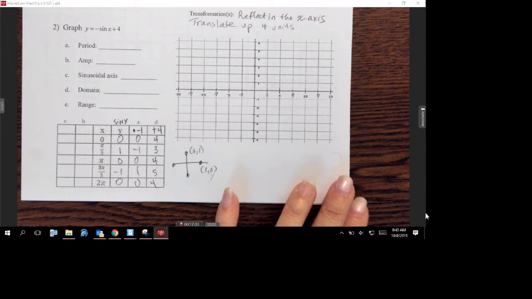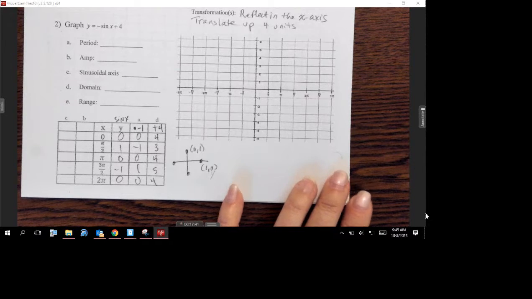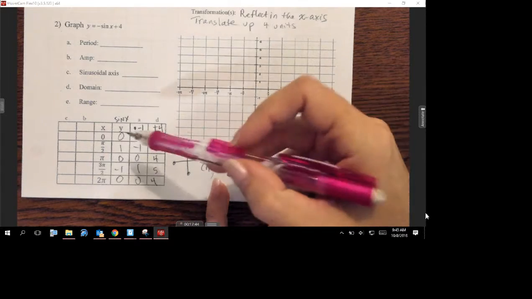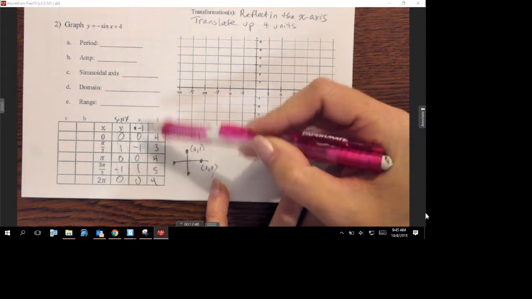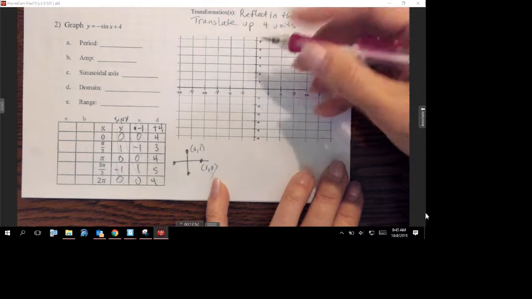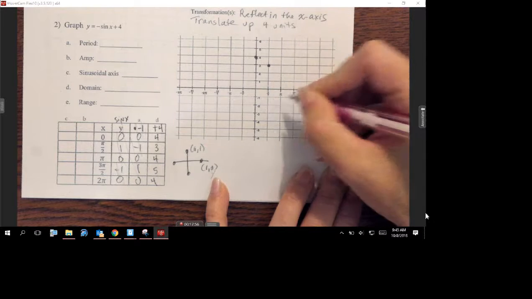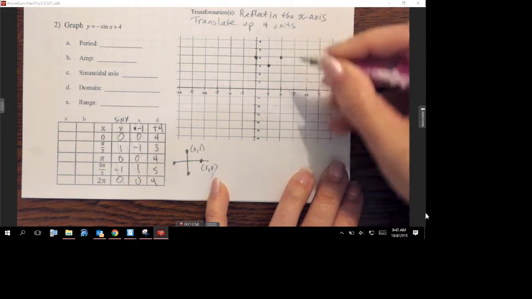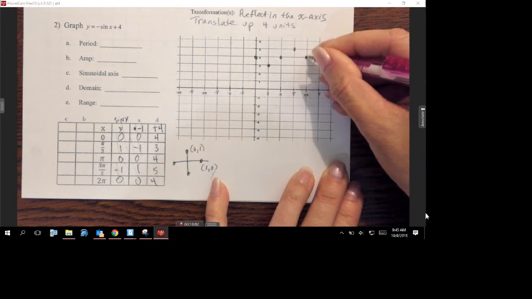I'm not going to have you graph the parent function every single time. I know you're sad. We're just going to graph the new function, all right? So you don't have to worry about the previous y's. We're just graphing the x's and the most outside y's. 0, 4. Pi over 2 is 3. Pi is 4. 3 pi over 2 is 5. And 2 pi is 4.